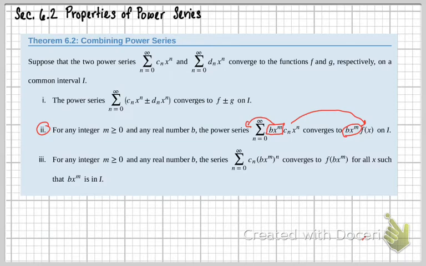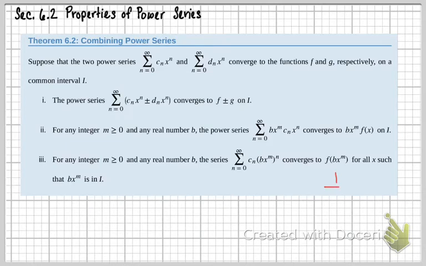So now the next property, this third one, is for any integer m greater than 0 and any real number b, the series here converges to f of everything inside of there. We've actually used this one as well.